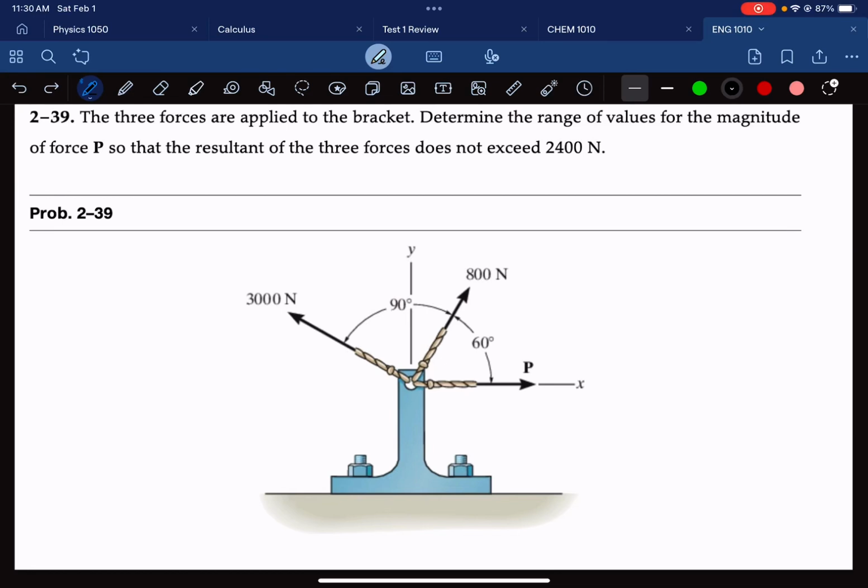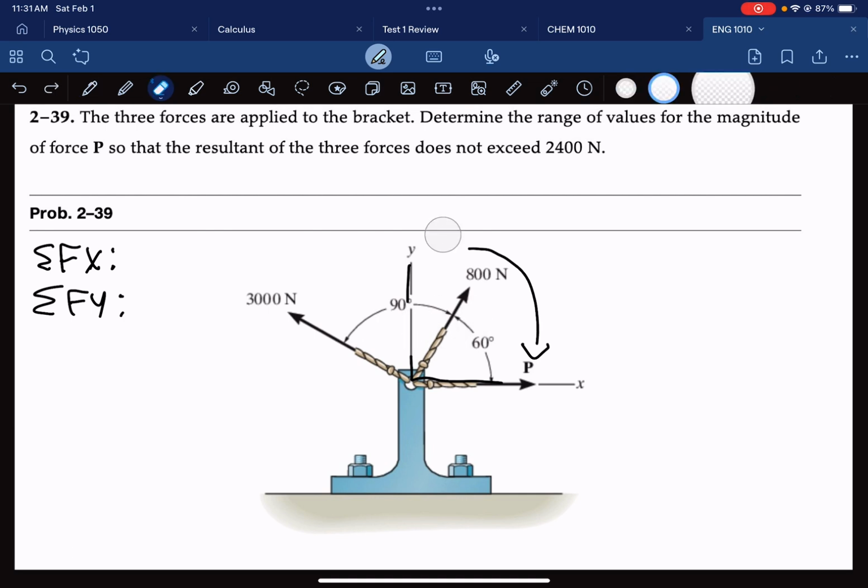Let's start with 3,000. So we can go sum of Fx, sum of Fy. 3,000. See, we know that this is 60. This is the y-axis, therefore the whole thing is 90. So this would be 30, meaning this will be 60, because 90 minus 30 is 60. There we go. Okay. So we know that's 60, so we get 3,000.